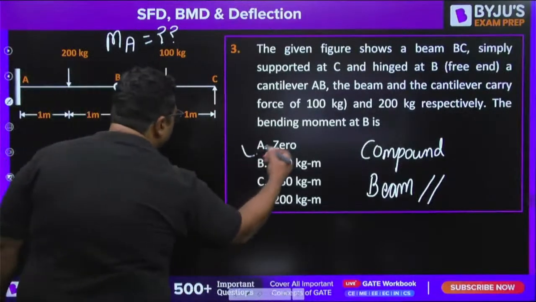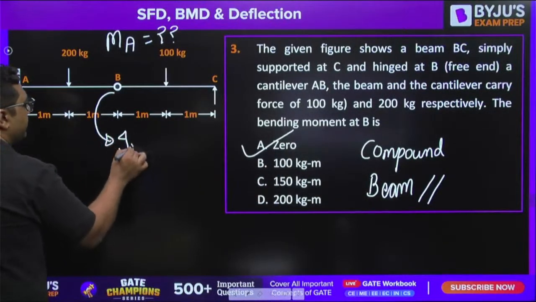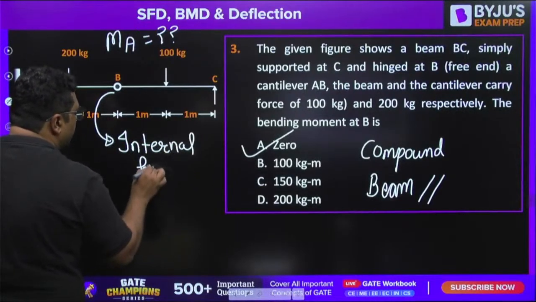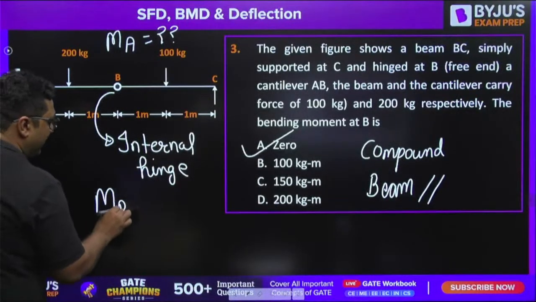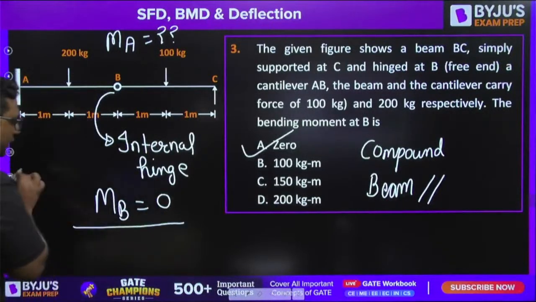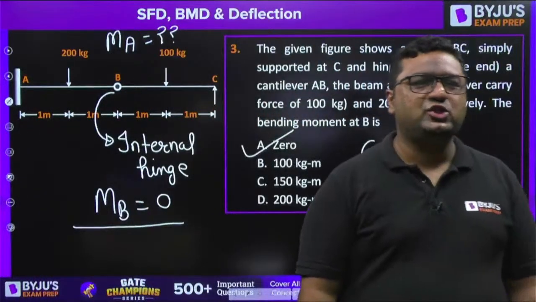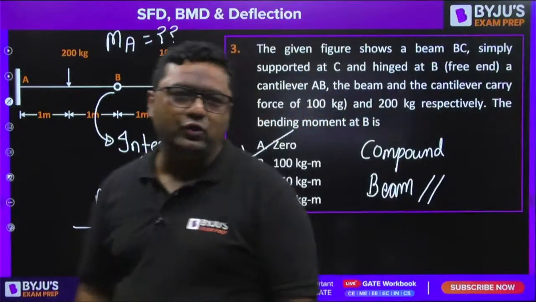Answer is A, that is correct. Because my dear, this B is an internal hinge, and at an internal hinge, bending moment is going to be 0. But as this is a compound beam, yes, Vishweshwar, okay. Okay, fine. So 830 is fine, you want to say?